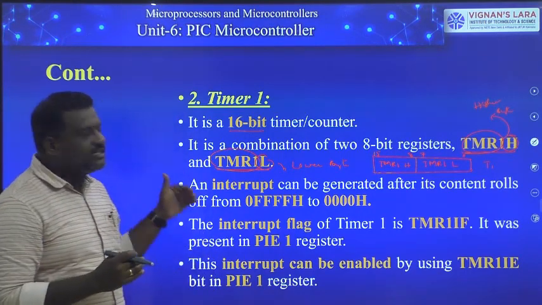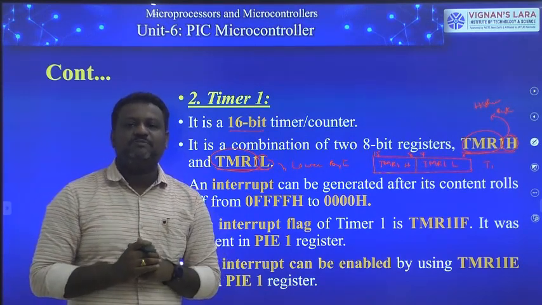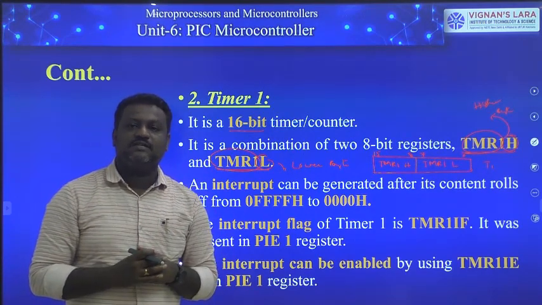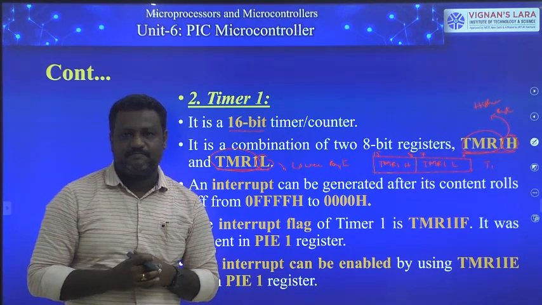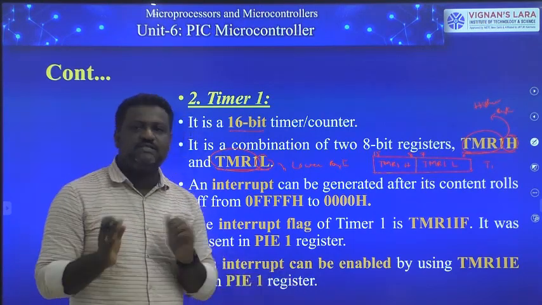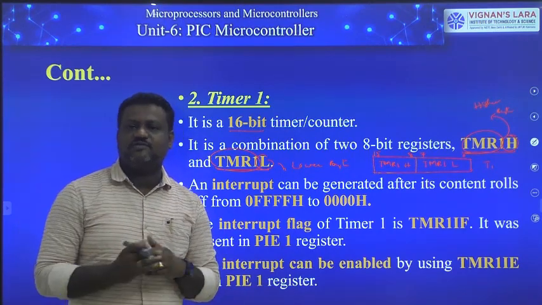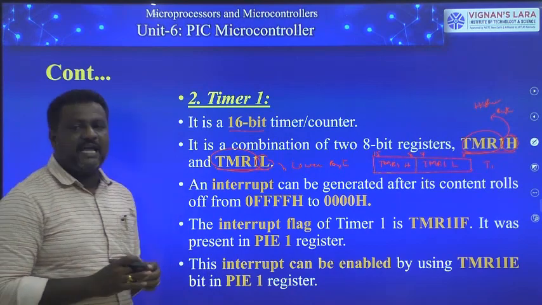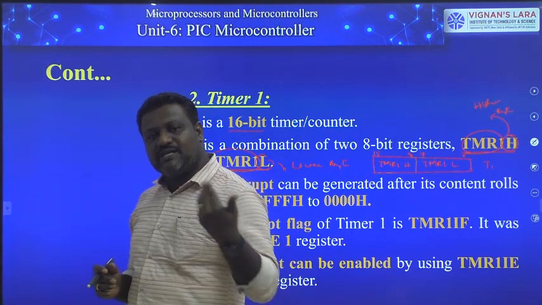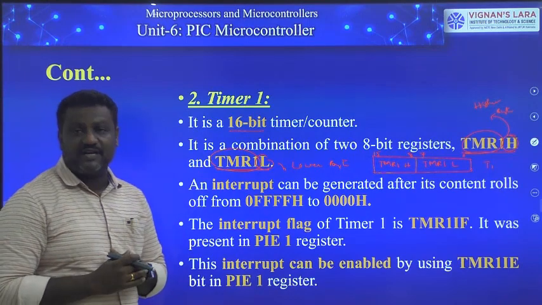Like timer 0, this timer 1 also generates an overflow interrupt whenever the content of this timer 1 rolls over its value from maximum to minimum. At that time this timer 1 also generates an interrupt. Here, what's the maximum value? 16 ones. 16 ones equal to hex value FFFF. What's the minimum value? 16 zeros. What's equal to hex value? That is 4 zeros. Whenever the timer 1 content rolls over or changes its value from 16 ones to 16 zeros, then this timer 1 generates an overflow interrupt. That's the meaning of that.